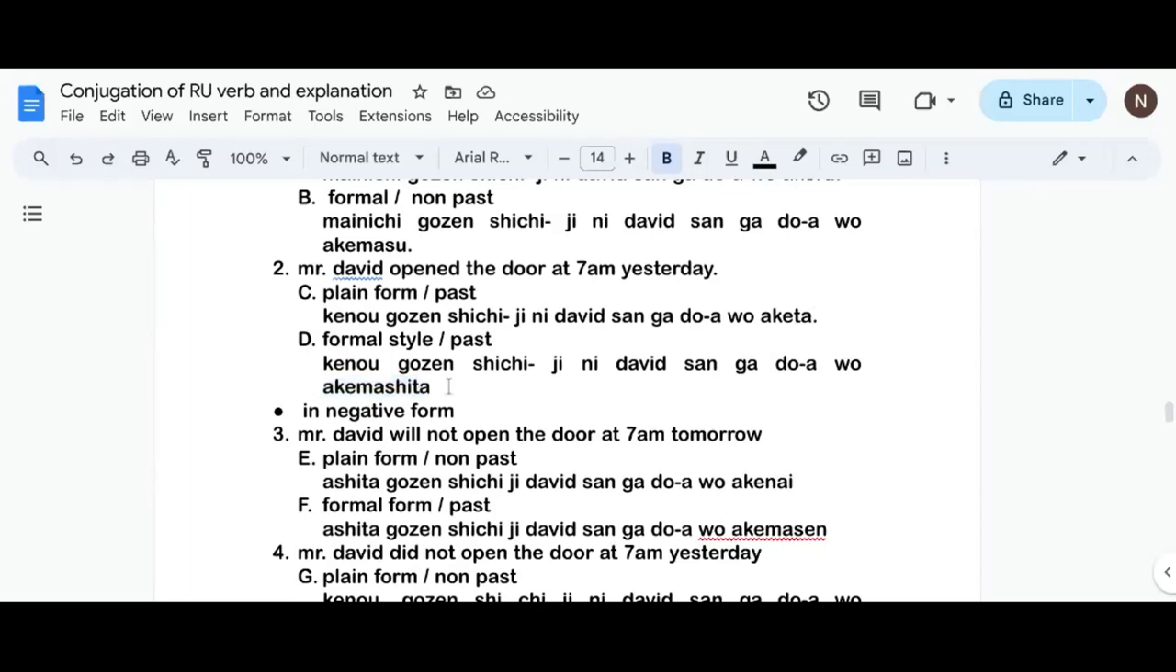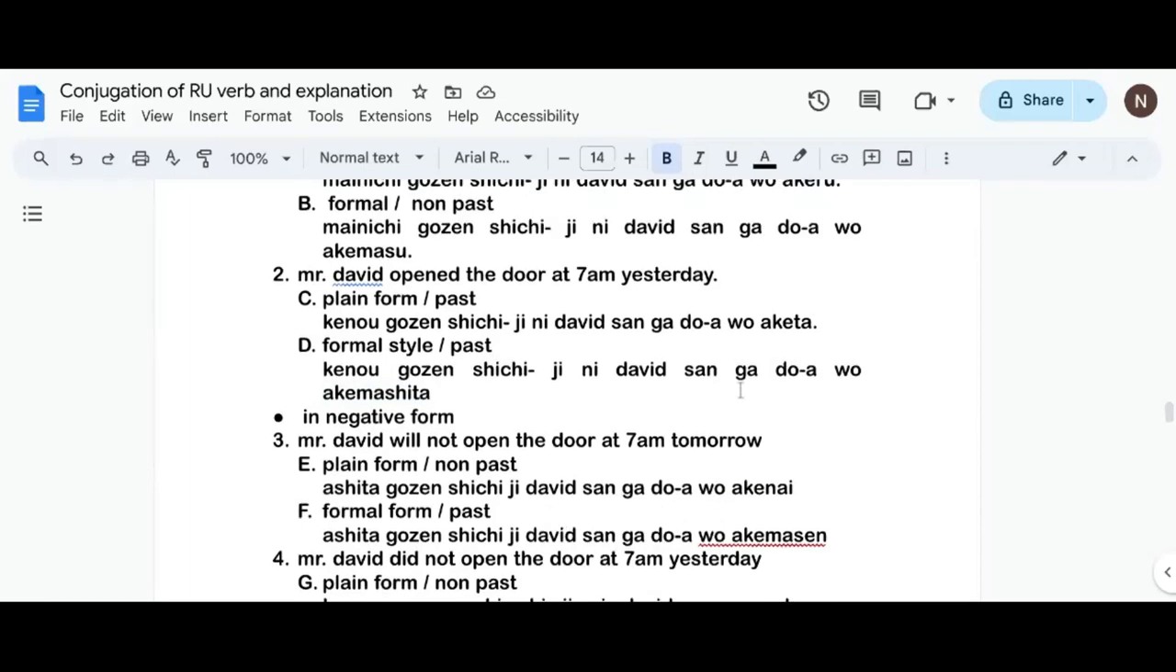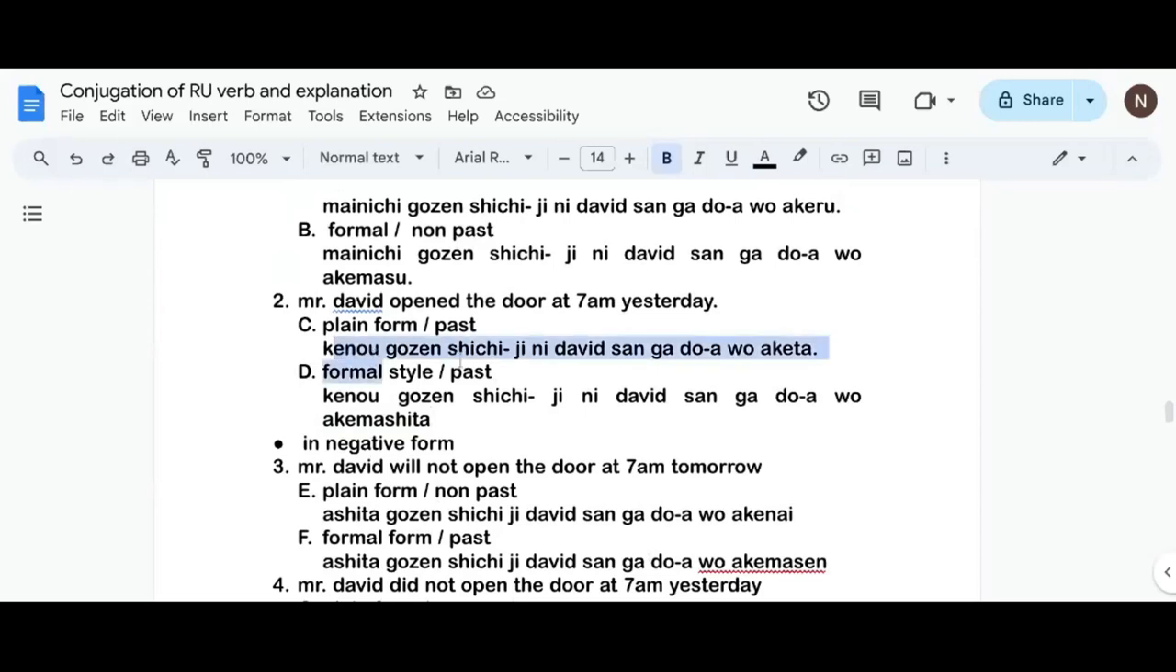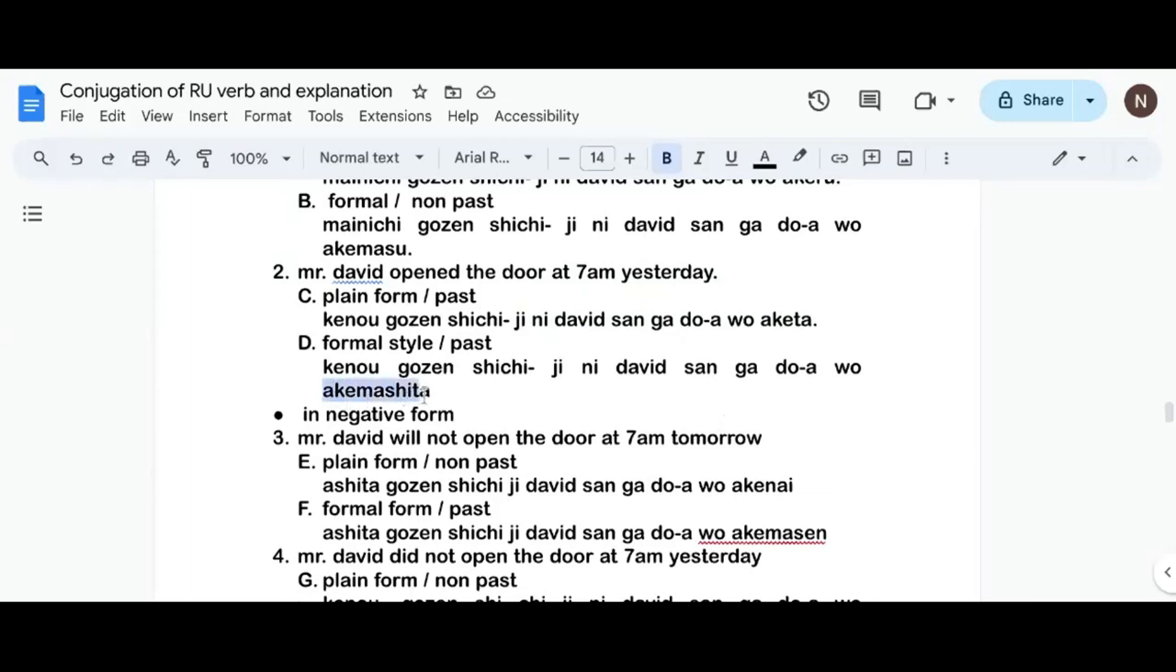Formal. Akemashita. Formal past tense. Okay? Did you get the difference now? This is your casual, aketa, and your formal, akemashita. Now, this depends on how you are going to deliver your sentence or how you're going to speak. If you are talking to just your friend, you can use the casual, okay? Or if you are talking to someone superior to you, of a higher ranking, you can use the word akemashita to show your politeness, okay?